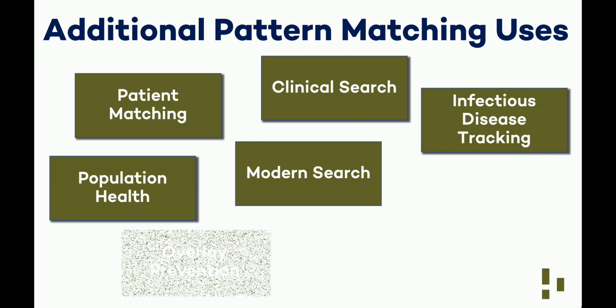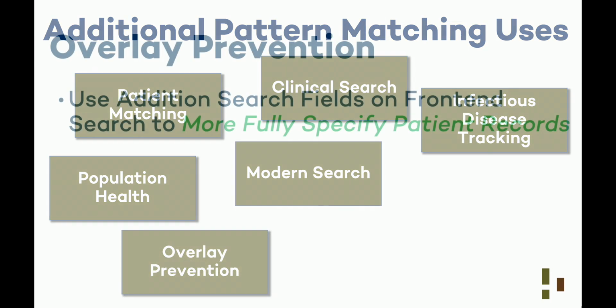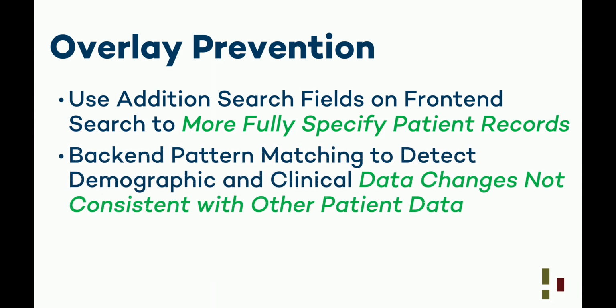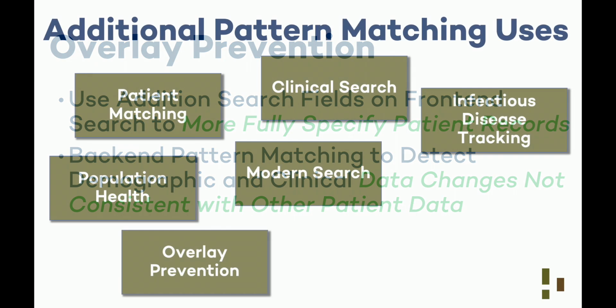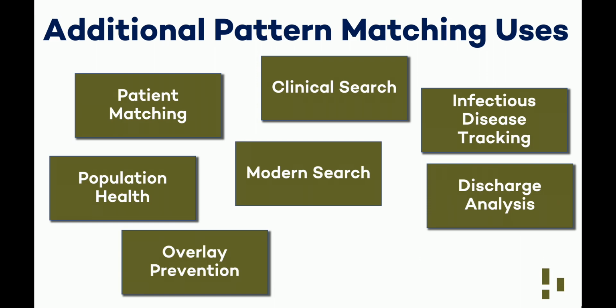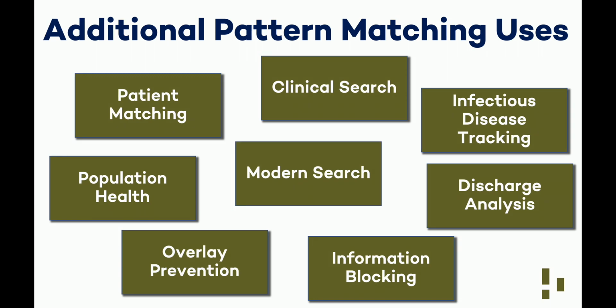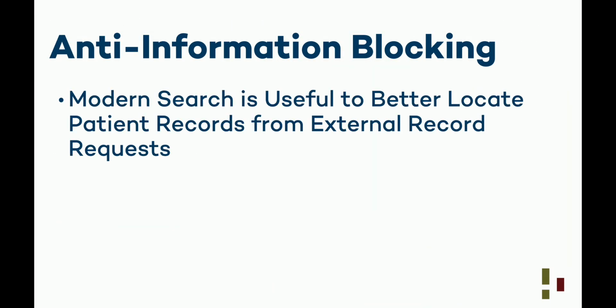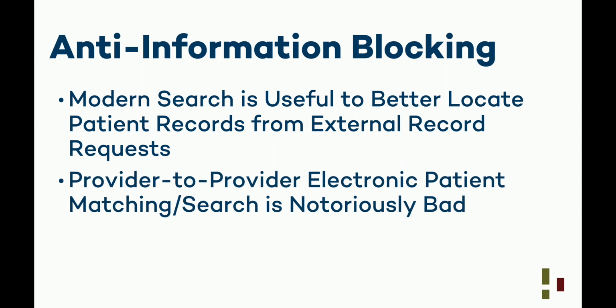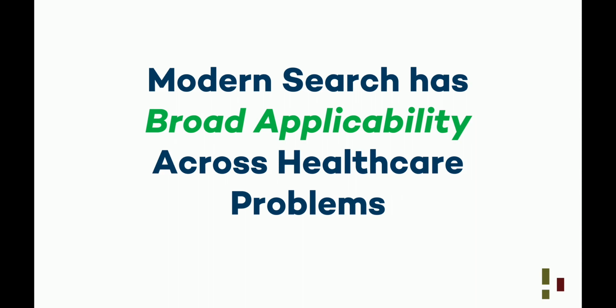And overlay medical record prevention is a big area where this technology is helpful on the front end, as well as identification on the back end of potential overlay records. Discharge analysis and opioid tracking are other areas that we can apply the technology. And lastly, the new information blocking regulations that are coming into effect this year, 2021. This technology is very, very useful to find patients from queries that you get externally for the records in your EHR. So very broad applicability of pattern matching that is deep inside modern search.